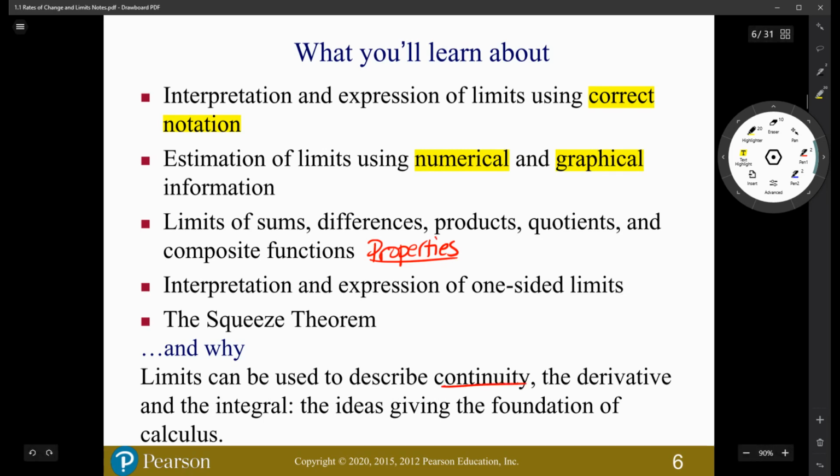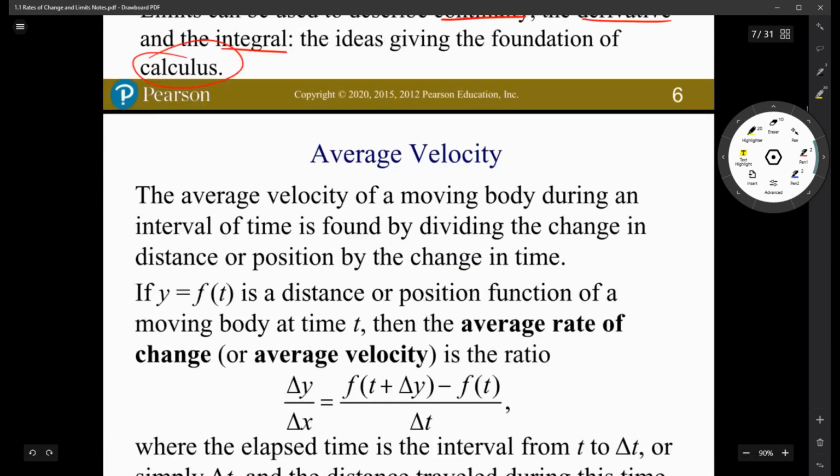But finally, we begin with limits because limits can be used to describe continuity. They're used to build the definition of derivative, and they're used to build the definition of calculus. And those 3 pieces are the foundation of all of the study of calculus.